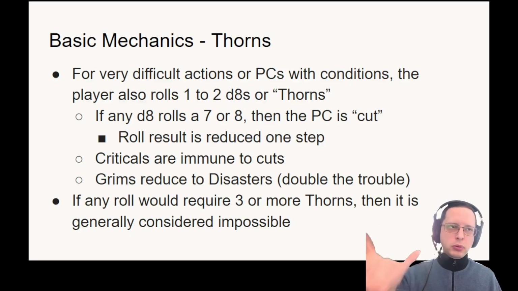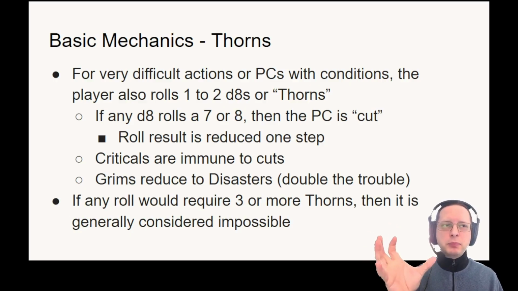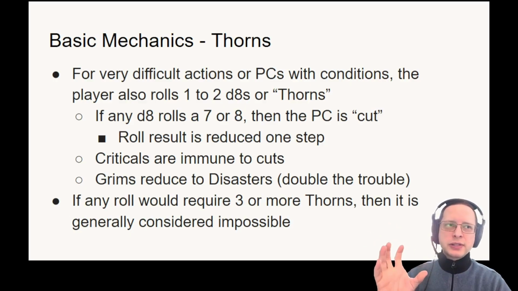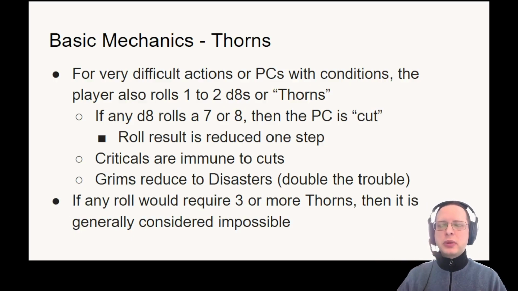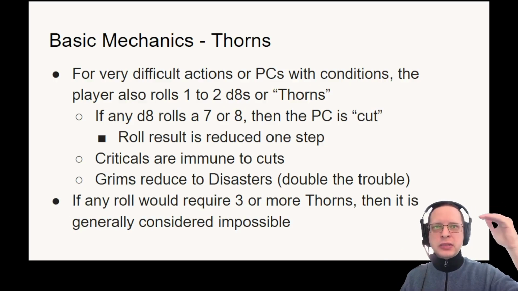So if your basic pool of d6s is your character's efforts to try to accomplish the action, then the thorns are the difficulties that are standing in their way. You could potentially roll anywhere between 1 or 2 dice in this thorn pool, and thorns are always d8s. Whenever the player rolls a 7 or an 8 on any of those d8s, then the player is cut, which means basically the success result goes down 1 step.